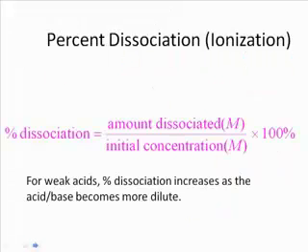Okay, the last topic we have is percent dissociation. And essentially, percent dissociation, or sometimes they refer to it as percent ionization, is just the amount that's dissociated divided by the initial concentration times 100. And again, this is why we were seeing the result we did for that second hydrogen in the sulfuric acid. The more dilute the acid, the greater the percent dissociation.